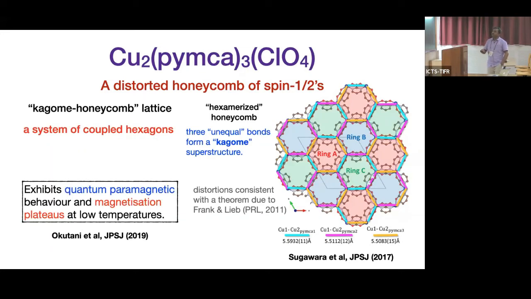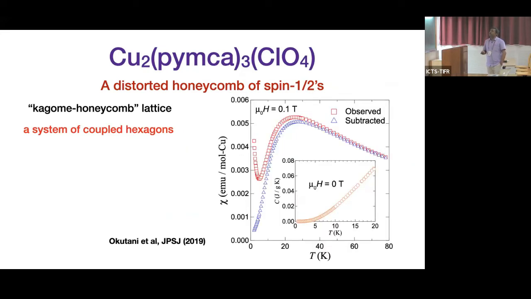The main point is that this material exhibits quantum paramagnetic behavior, which basically means it stays non-magnetic down to the lowest temperatures at which the measurements have been done. It also exhibits magnetization plateaus as a function of field when you apply the external field. For instance, the susceptibility is pretty smooth.